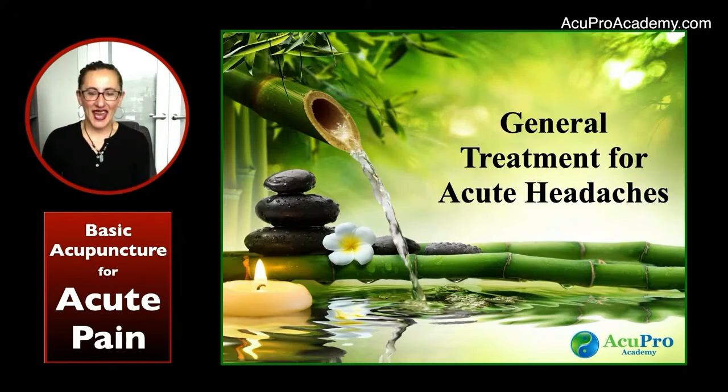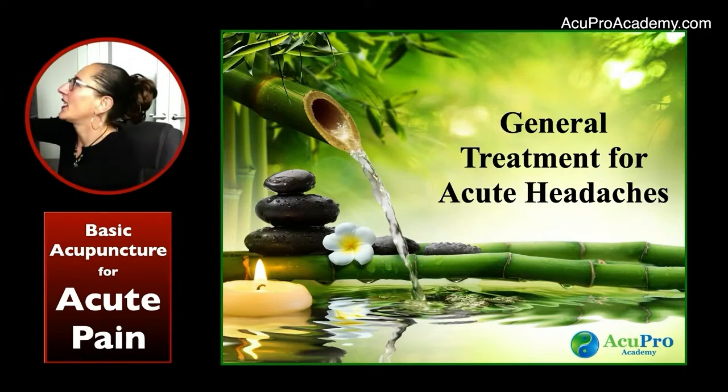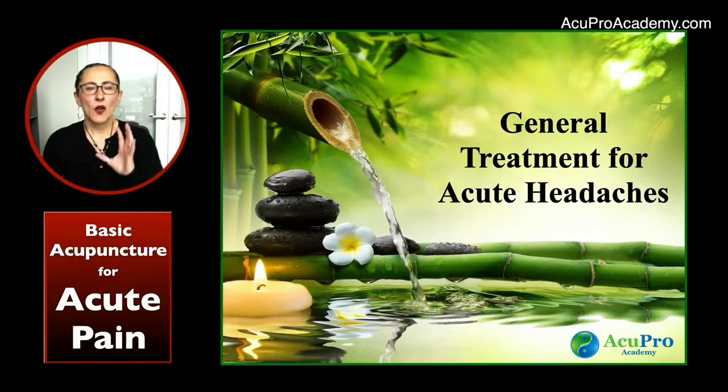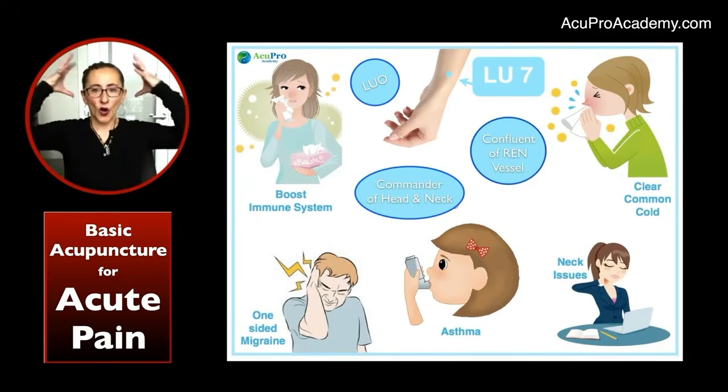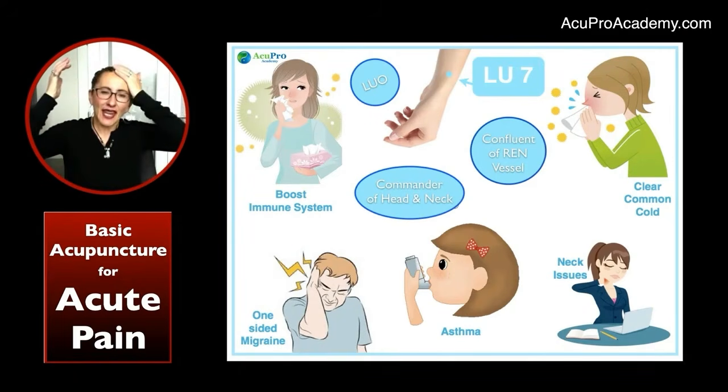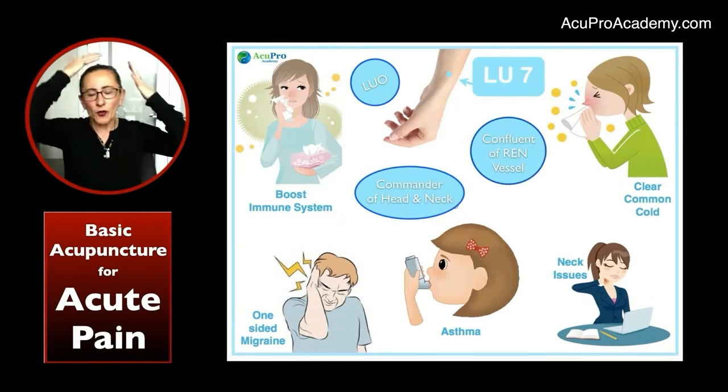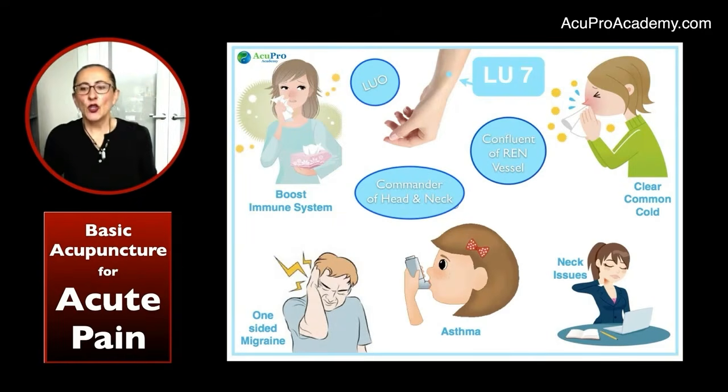Let's talk about headaches, right? Acute headaches, for the treatment of acute headache. When it comes to headache, one of the points that I like to put when there is migraines or headache is Lung 7. And the reason is it is the commander point of the whole head and neck, right? So anything that's happening headache-wise, doesn't matter if it's occipital, if it's frontal, if it's temporal, vertex, the whole head, you want to do the Lung 7.